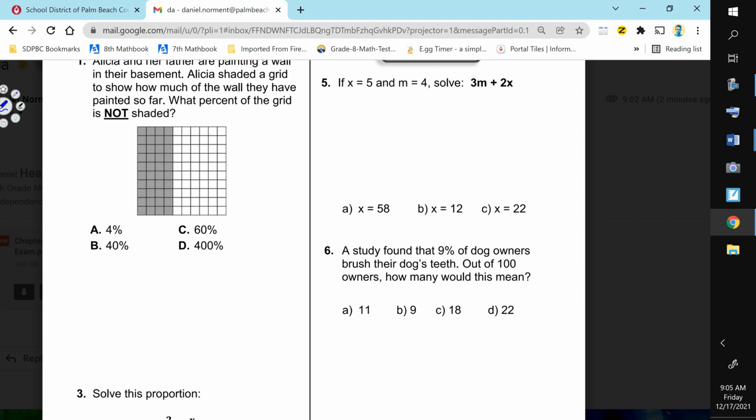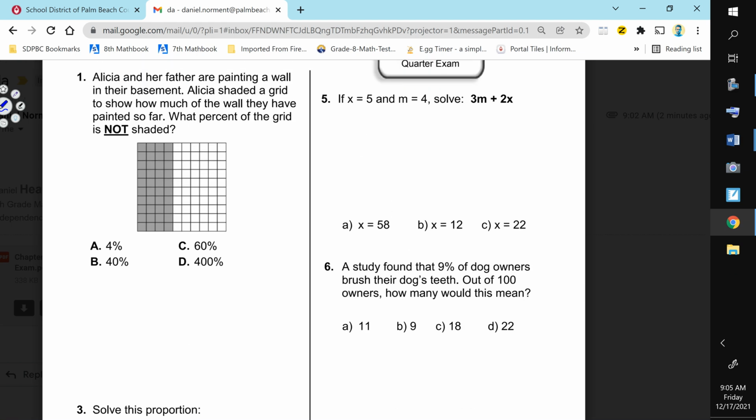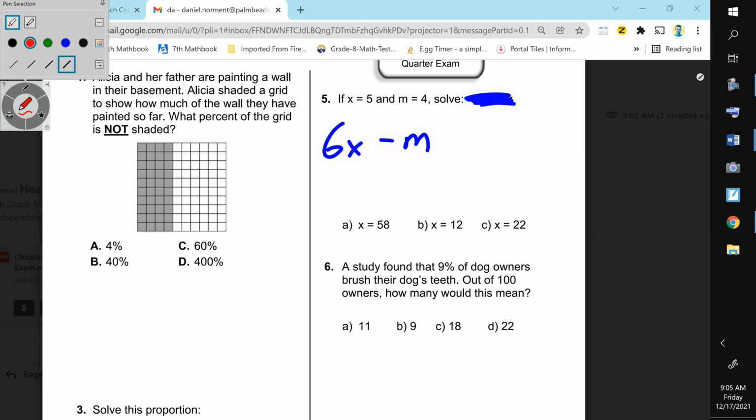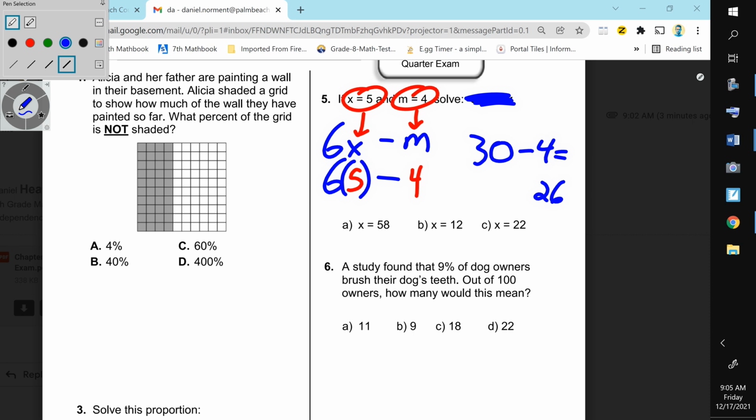Over here, number 5, if x equals 5 and m equals 4, solve. Now, I'm not going to do this. I'm going to do one that's different, but watch how I solve it, okay? Let's go 6x minus m. So what you're going to need to do to solve this is substitute this in place of x, this in place of m. And then you're going to bring the 6 down. Make sure this is in parentheses so you don't think it's 65. And then that's it. Now, 6 times 5 is 30, minus 4 is 26.